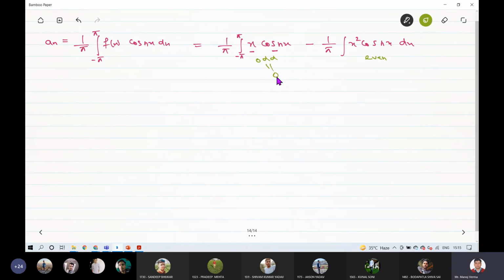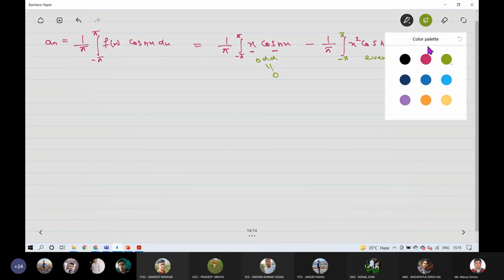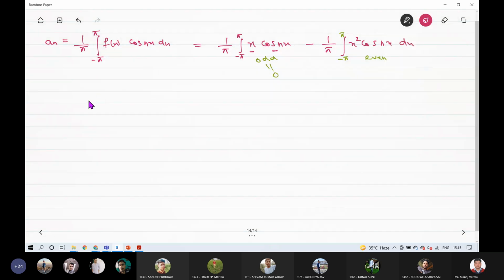And for this even function, I will change my limits. This An will become minus 2 over pi from 0 to pi. Now I have changed the limits and I have taken a 2 in the numerator.